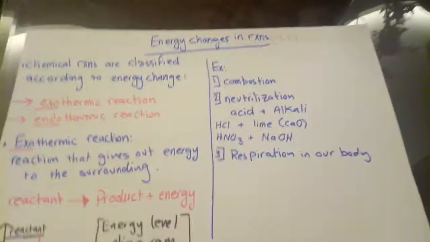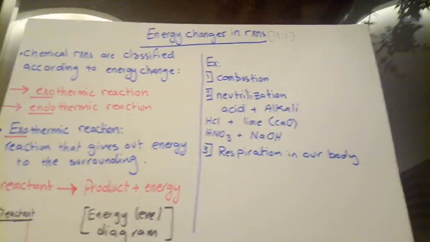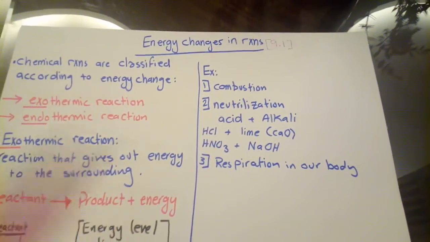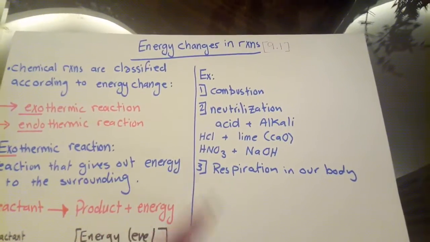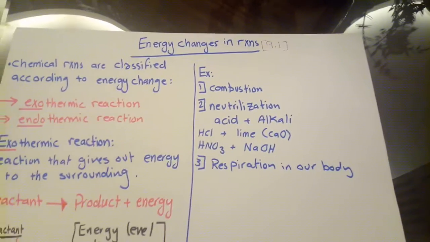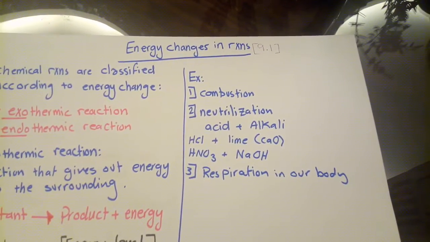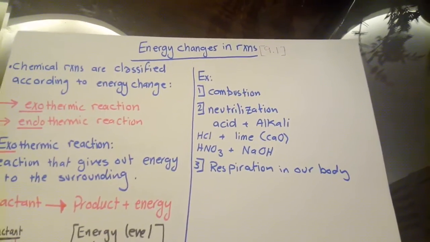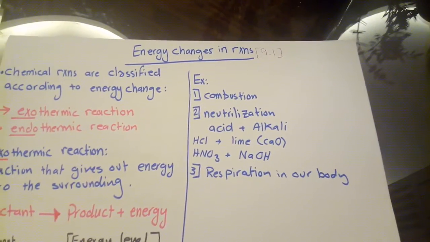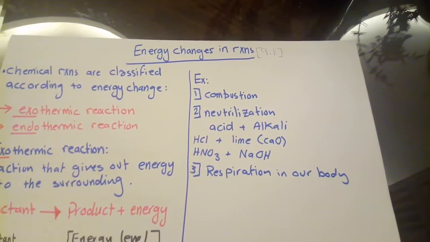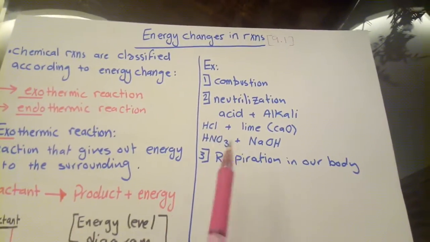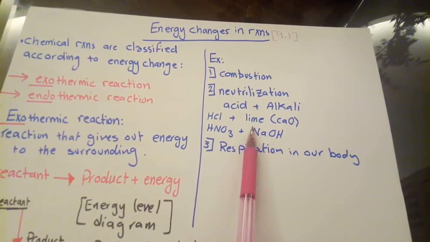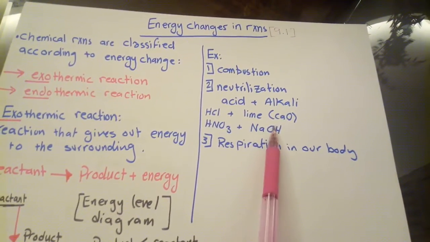Examples of exothermic chemical reactions: combustion. If we combust something, energy will be released to the surrounding. It means that combustion is an exothermic reaction. Neutralization is a type of chemical reaction between acid and base, or acid and alkali. Here I have mentioned HCl, hydrochloric acid, with lime. What's lime? It's calcium oxide.